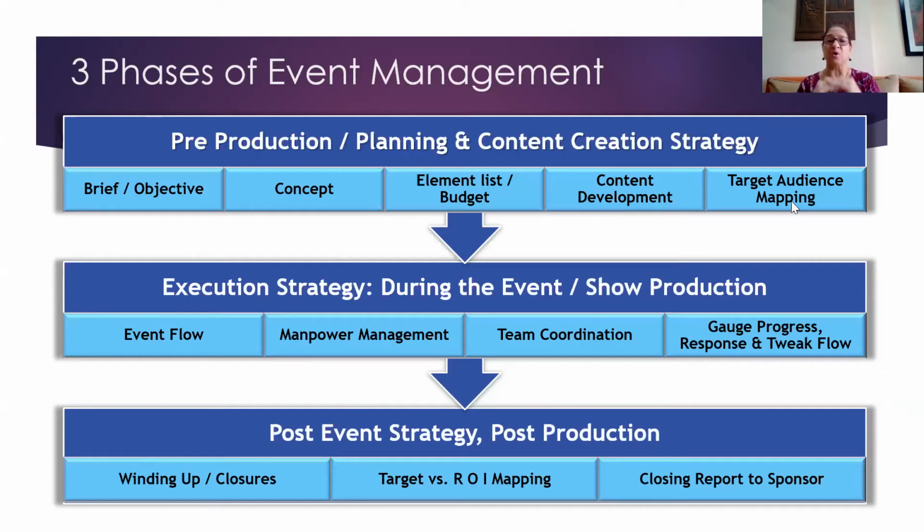This is the job of the project head, to put the whole team together, keep taking note of what each one is doing. Where are we stuck? Is there any problem? Is this not happening? If it's a ticketed event, are tickets selling, not selling? What is the feedback that is coming in? Because I'm going to my next point. Check, gauge progress, response, and then tweak accordingly.